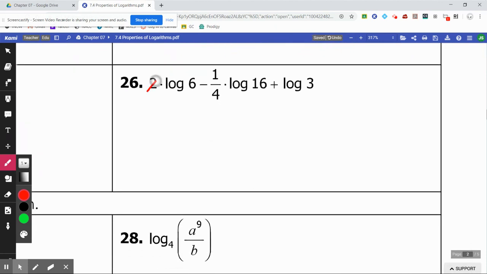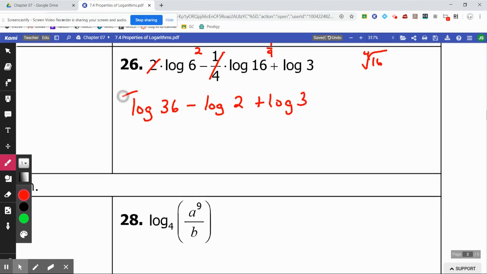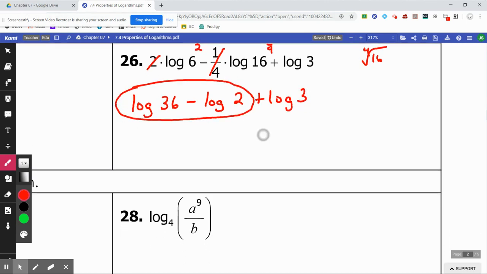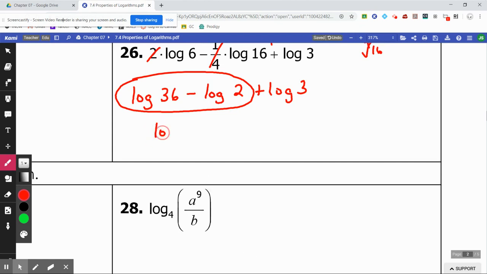26, again, every coefficient I'm moving up to an exponent. So the 1/4 moves up here. And I now have log of 6 squared, which is 36, minus the log of 16 to the 1/4. Again, that's the 4th root of 16, which will be 2, and then plus the log of 3. To subtract two logs, you're going to divide and do 36 divided by 2, which is 18, plus the log of 3.